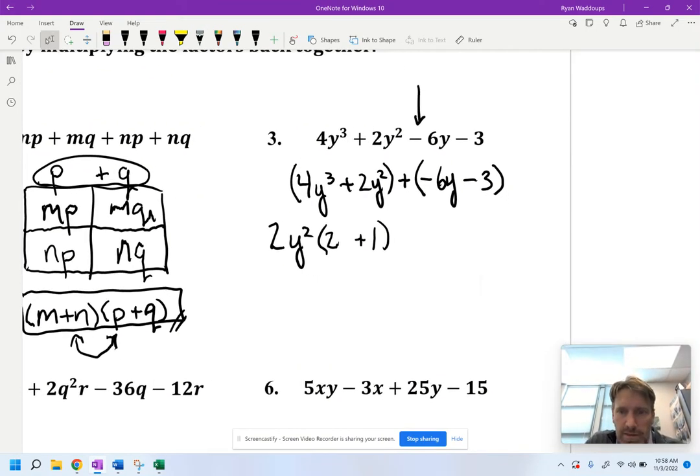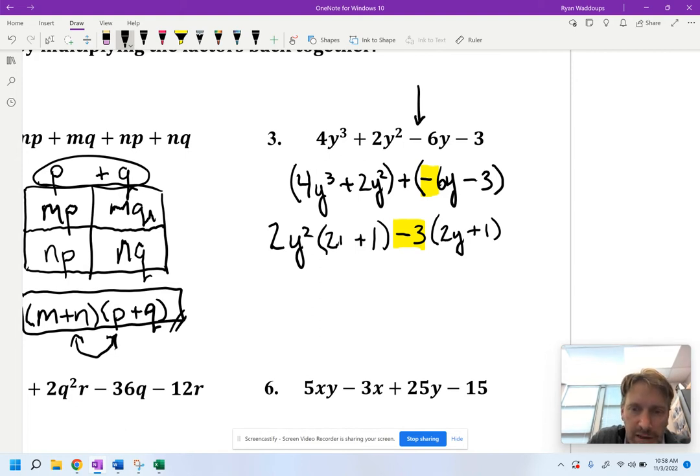So this is the second term, minus 6y minus 3. They have in common a minus 3. They're both negative. Whenever your leading coefficient is negative, you should factor out a negative term. And so that's negative 3, and that would be 2y plus 1. If I multiply negative 3 times 2y, I get negative 6y, and negative 3 times 1 is negative 3.